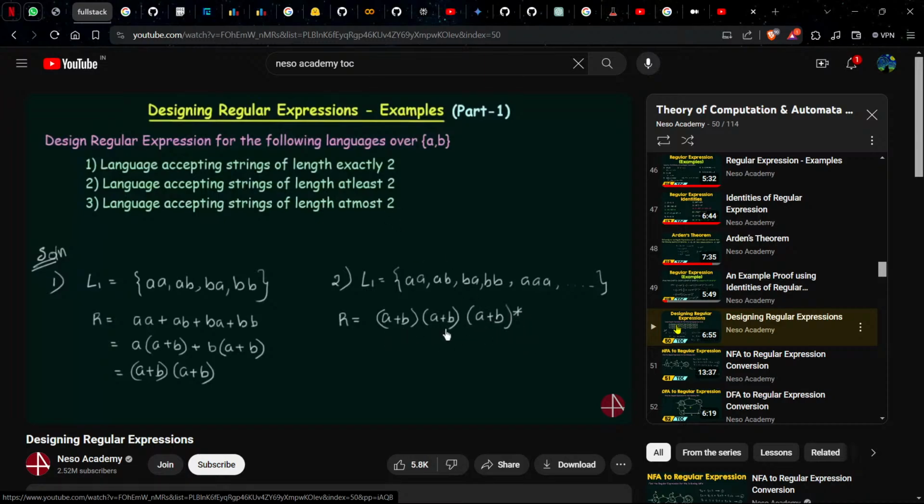Now what does this mean? This means 2 or more than 2. And why is that? Here we are making sure that strings of length 2 will be there for sure. So this term over here is used to denote anything that will be more than length 2.